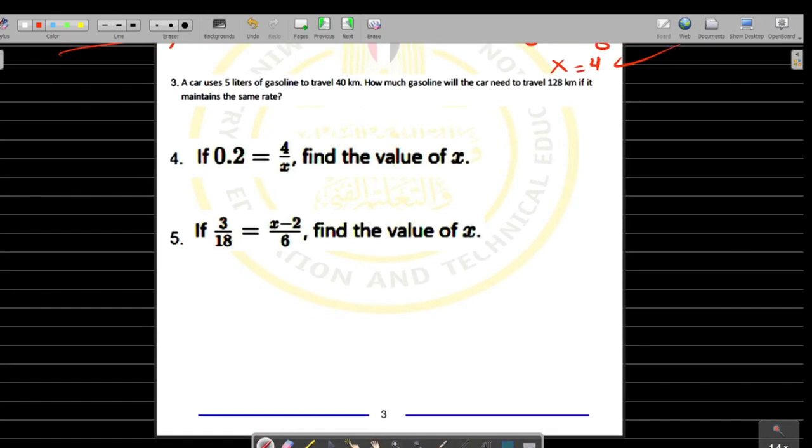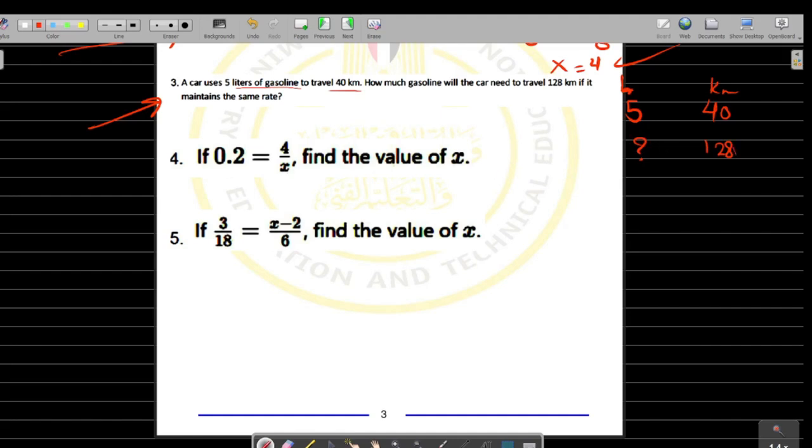Look at this question. Also we have a car that uses 5 liters of gasoline to travel 40 kilometers. How much gasoline will the car need to travel 128 kilometers if it maintains the same rate?